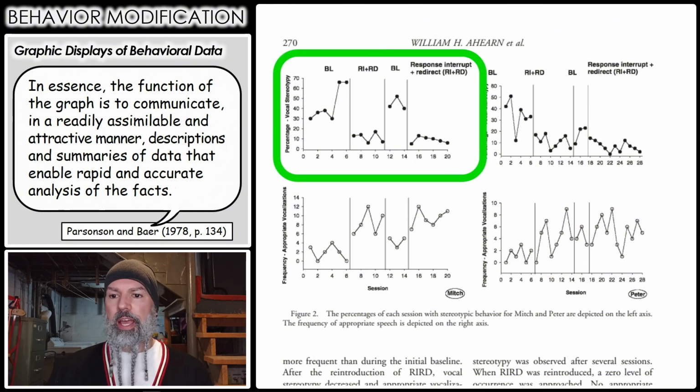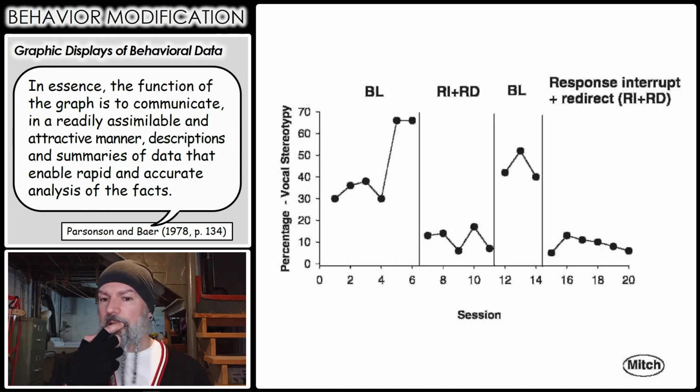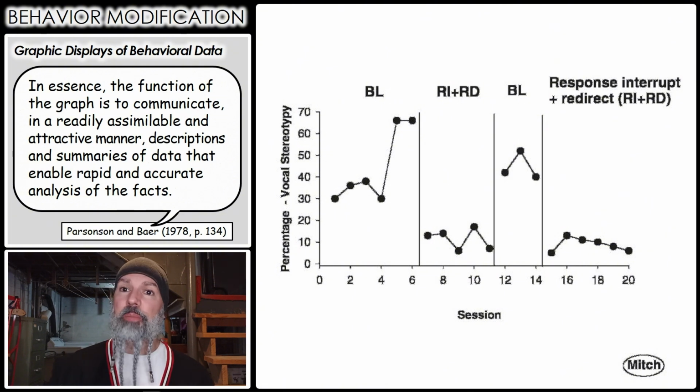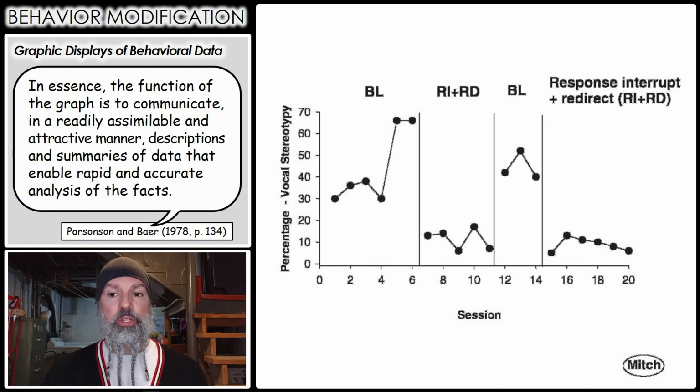And once you understand how to read a graph, and once you understand the pieces of a graph and how to decode them, you can very easily take a look at Mitch's record of his behavior. And we can very easily see that in the baseline phase, he had a high level of vocal stereotypy, but then that level was reduced in the response interrupt and redirect phase. And then there was a return to the high level of vocal stereotypy during the second baseline phase, which was then reduced in the final response interrupt and redirect phase. So we can get a very clear picture of how Mitch was responding to the treatment very quickly just by knowing how to read this particular graph.